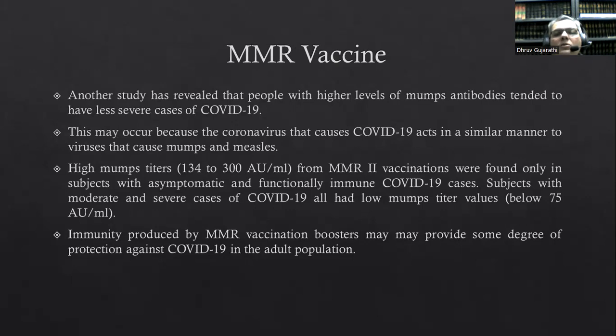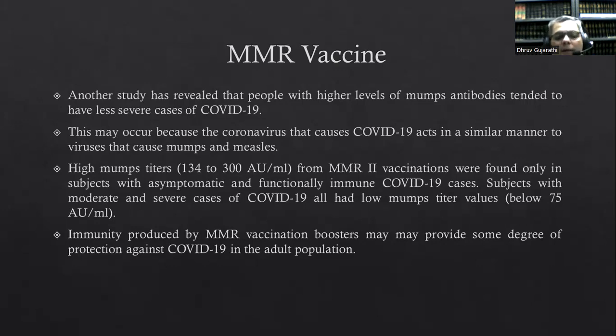High mumps titers from MMR2, that is the second dose of MMR vaccination, were found in subjects with asymptomatic and functionally immune cases. Subjects with moderate and severe cases of COVID-19 had low titers for mumps. Immunity produced by MMR vaccination boosters may provide some degree of protection against COVID-19 in the adult population. Children, they are going to be safer.